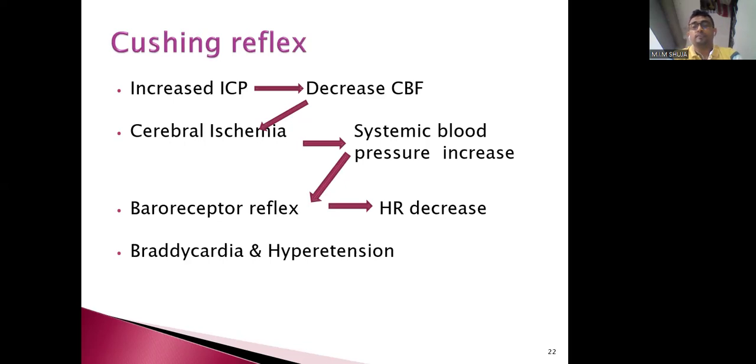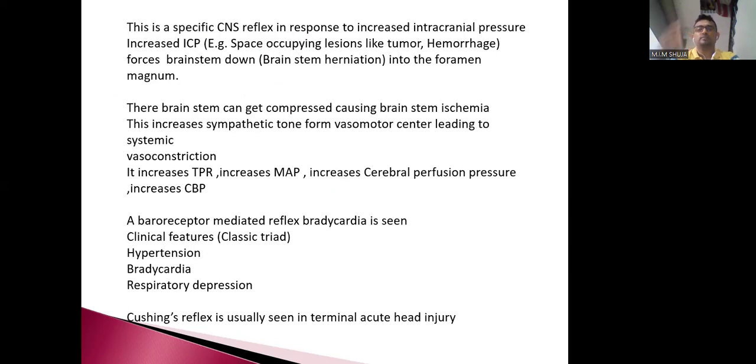So we expect you to know this. This is one of the very important areas. You may get assessed in the exam. And just go through this explanation of what I have mentioned.